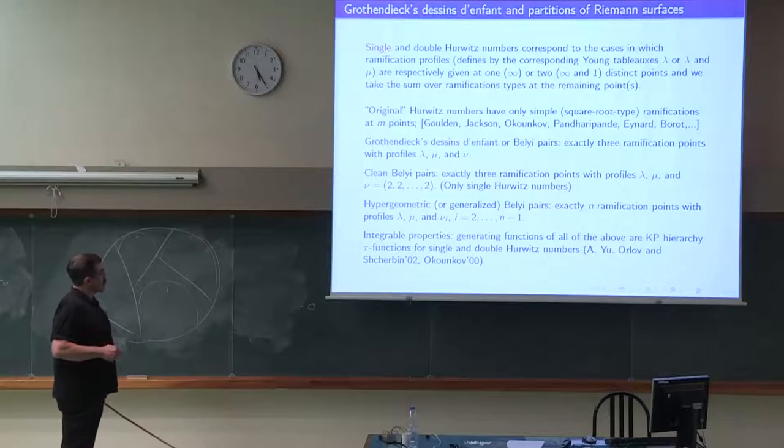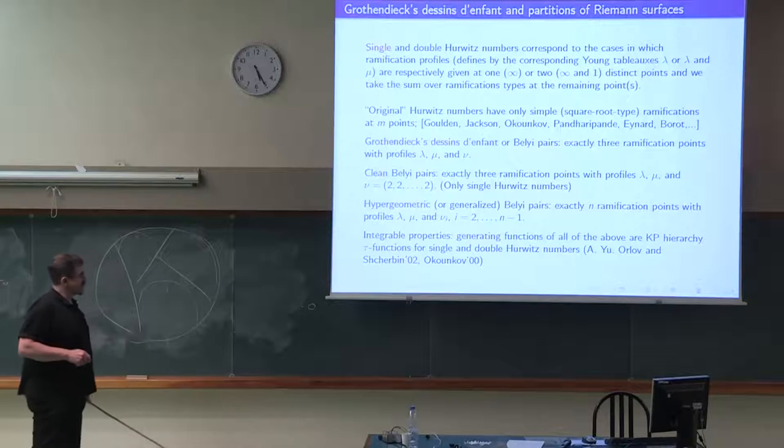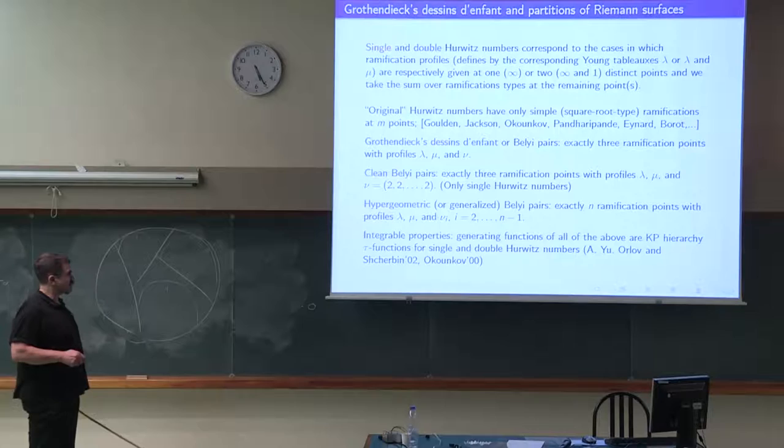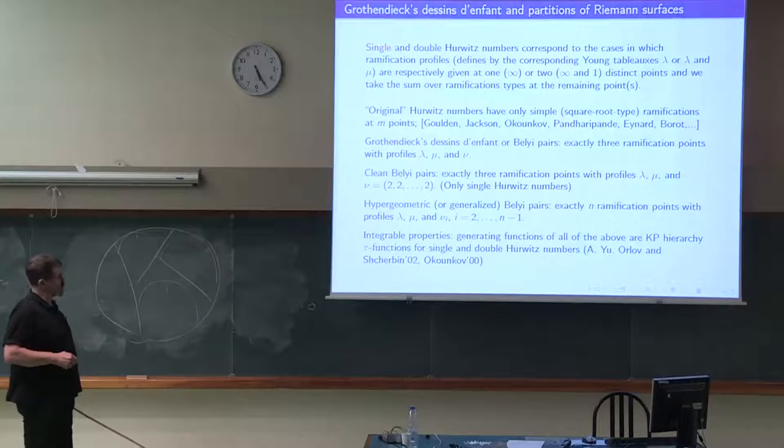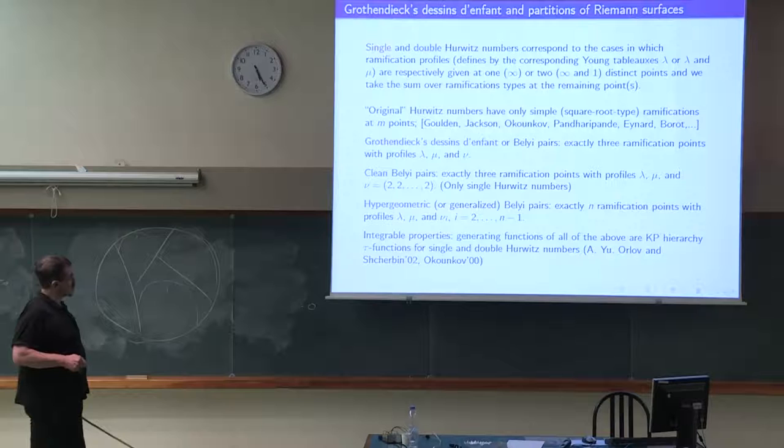And finally, the most interesting for myself today will be hypergeometric, or in other words, generalized Belyi pairs, where we have a fixed number n of ramification points with profiles lambda and mu at two points, and a number of other profiles in the remaining n minus two points, and basically we take a sum again over all these profiles. So all these cases fall into this: the generating functions of all these models are KP hierarchy tau functions.